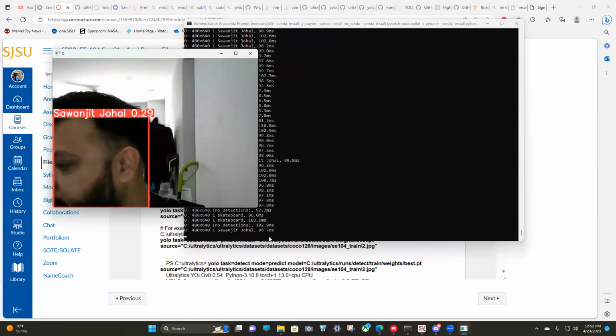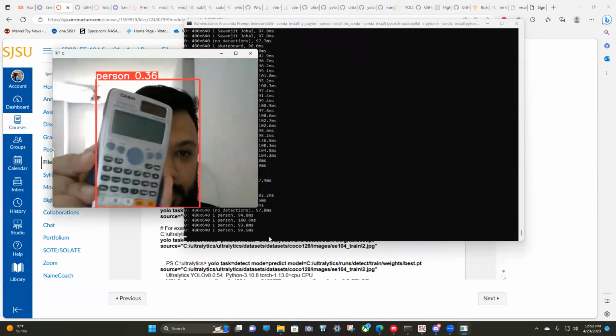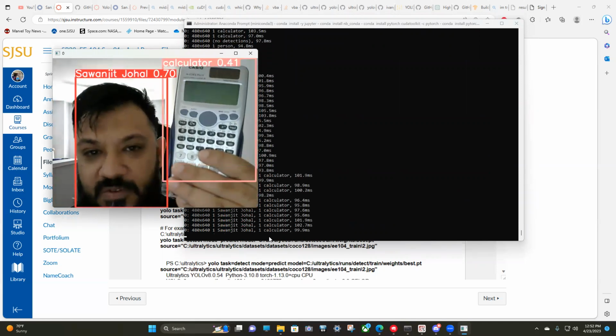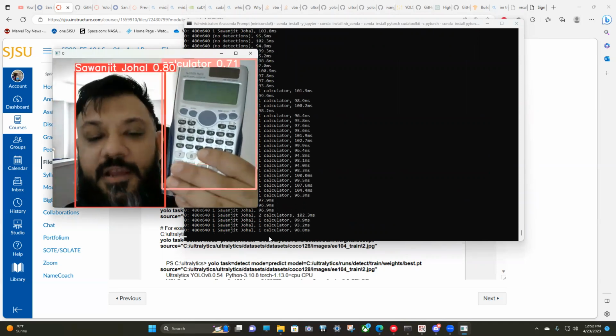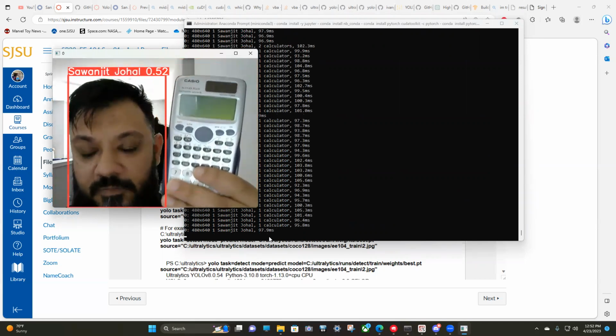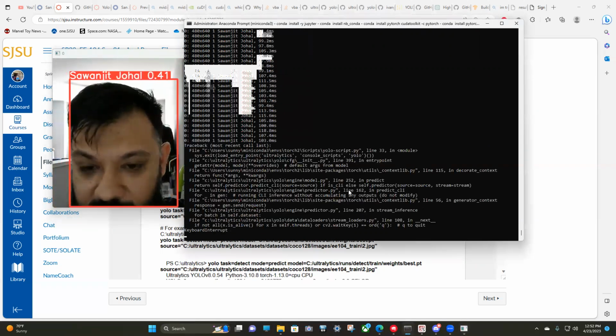Yeah. So I trained it on me and my calculator, and it does recognize my calculator. And here we go. It recognizes me and my calculator. So that's my detection program, and it's working. Now I wanted to talk a little bit about what I did and how I built it.